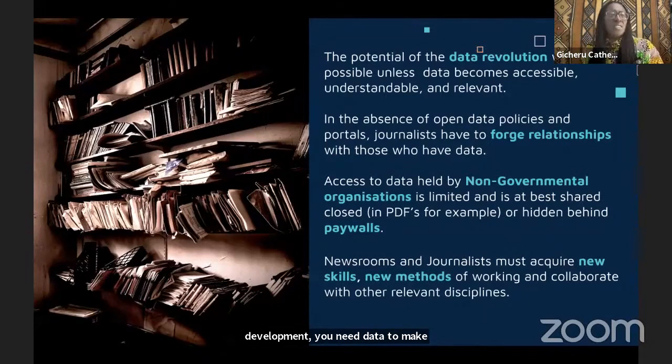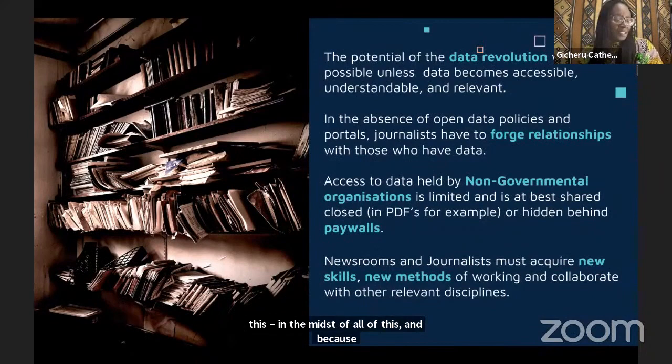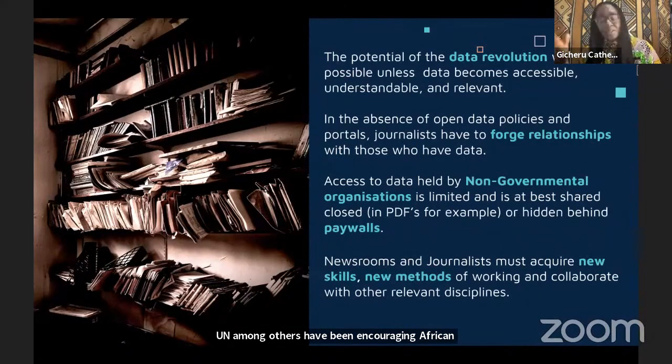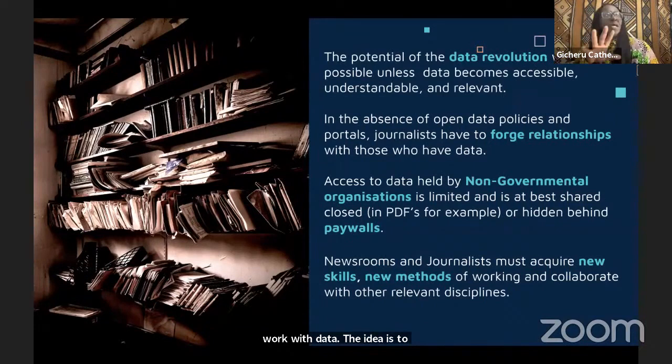of the expertise internally, especially expertise in handling big data, the UN, among others, have been encouraging African governments and NGOs to work with US and European-based private sector actors who have the expertise and the knowledge to work with big data. And the idea here is for these governments to be able to work with this European or US-based expert to be able to understand how big data can be used to improve their service delivery, as well as monitoring in real time their development activities.